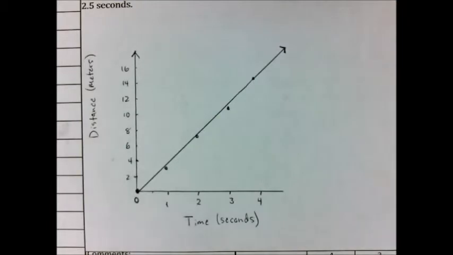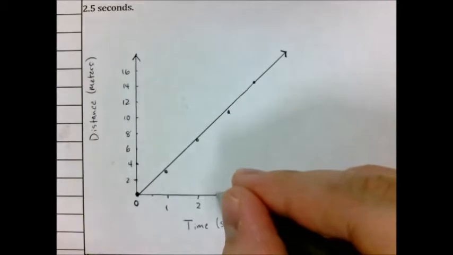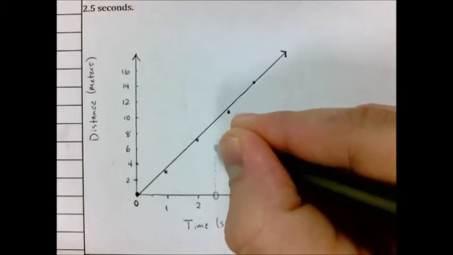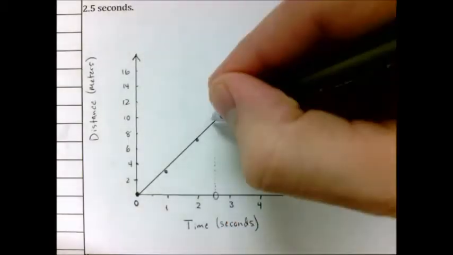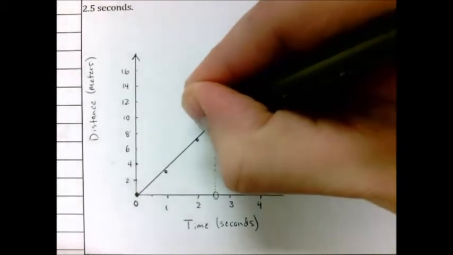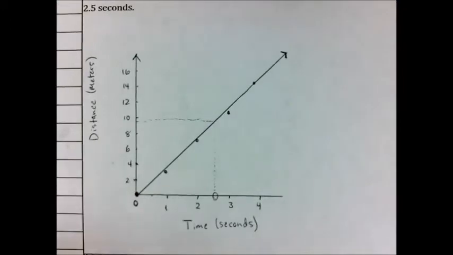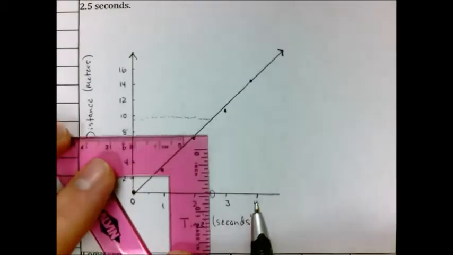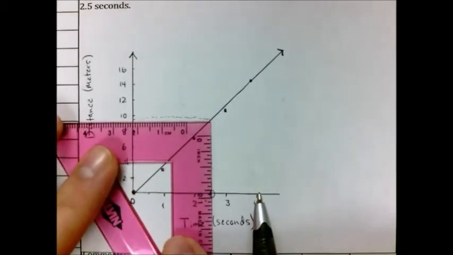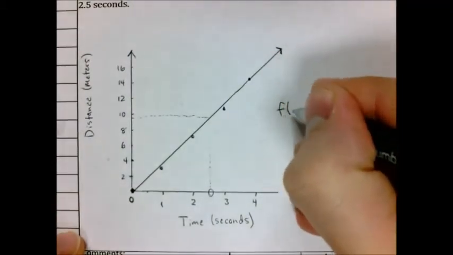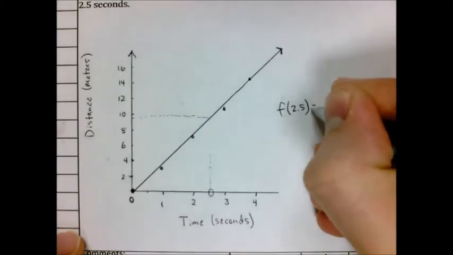And then there was a second part of the question. It said use the graph to estimate how many meters a mouse can run in 2.5 seconds. 2.5 seconds is at this point right here, and if we go straight up from 2.5 seconds, build a 90-degree angle right there and go as far over as we can, we're going to see that, it's a guess, but it's going to be somewhere around 9 meters. So let's just say then, for our function evaluated at 2.5 seconds, it is equal to 9 meters.